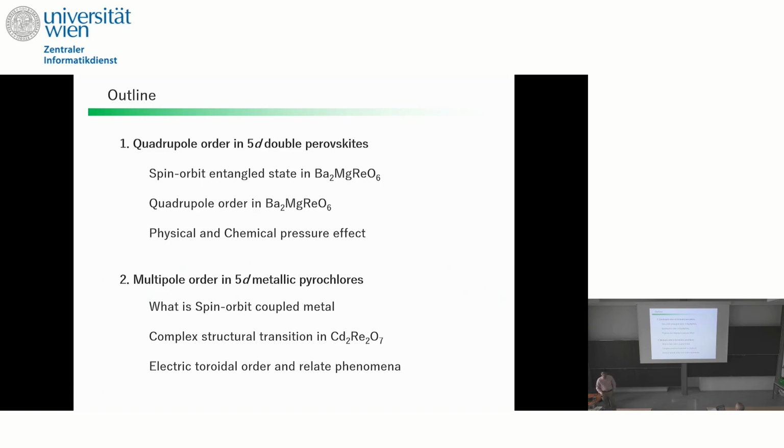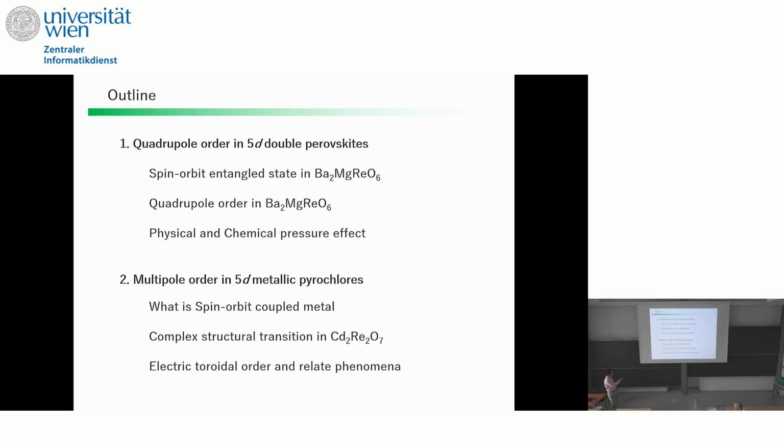So in this talk, I'd like to introduce multipolar order of 5d transition metal oxides, in an insulating compound and also a metallic compound. The first topic is on Ba2MgReO6, as already discussed, a double perovskite compound. I'd like to talk about how I detected quadrupole order in this compound, and also talk a little bit about pressure and chemical pressure effects on it.